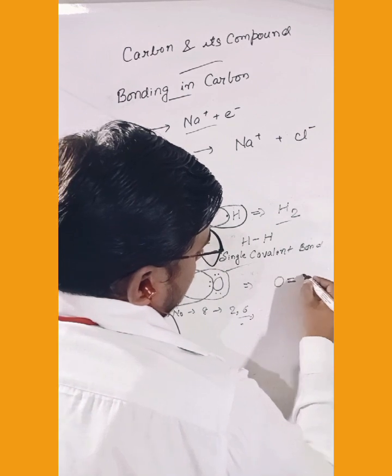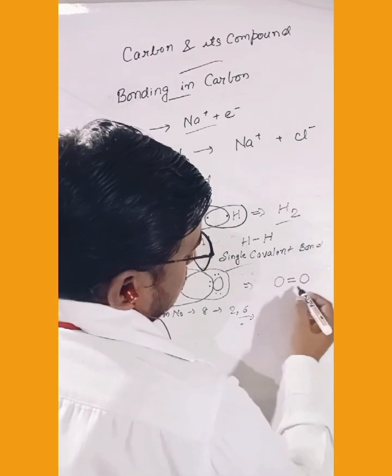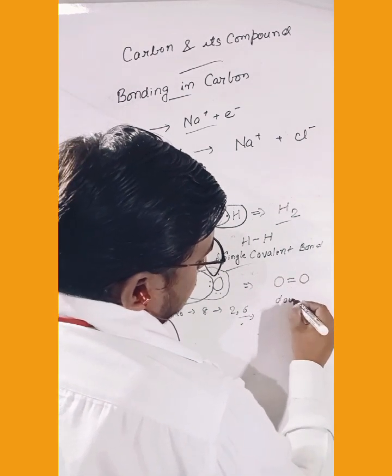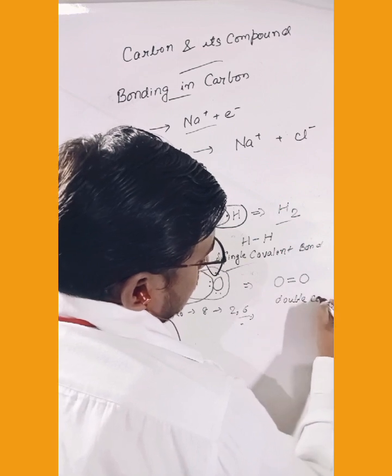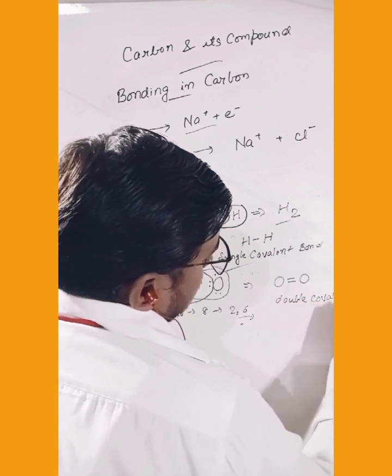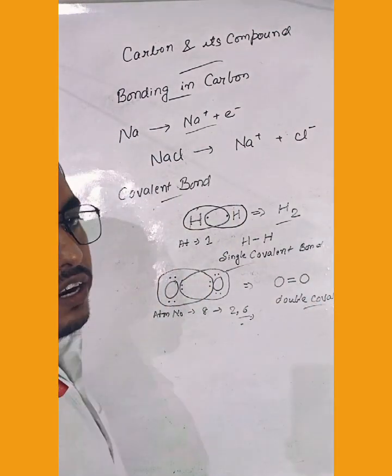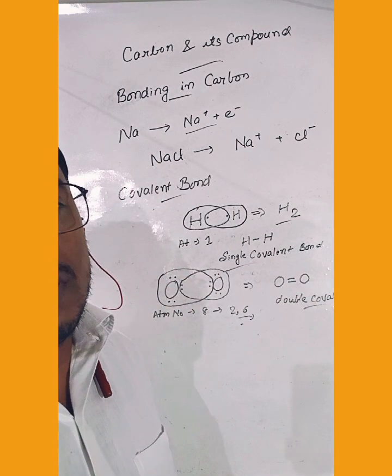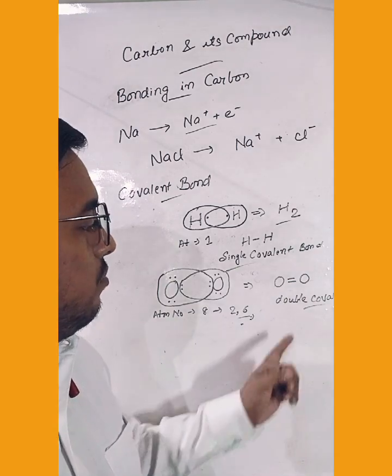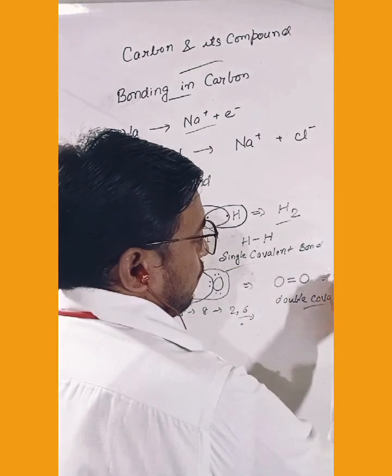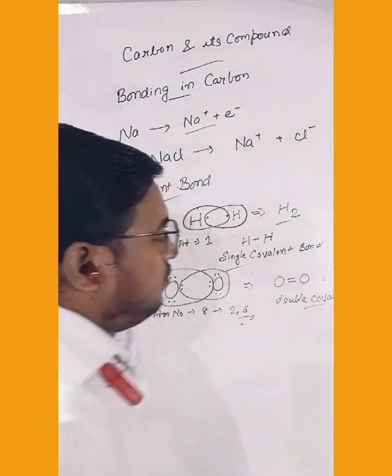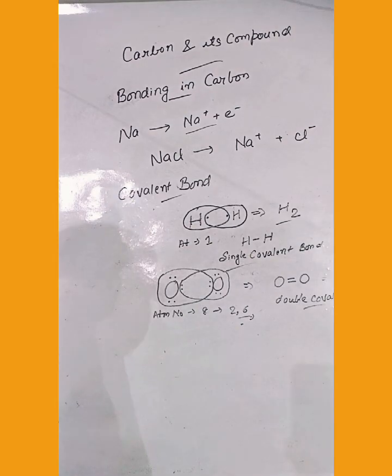It forms O2. This is a double covalent bond, because two electrons are being shared between the atoms to form a compound, that is O2. Now take one other example.